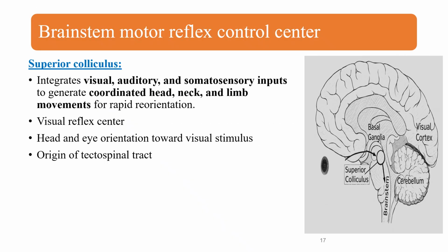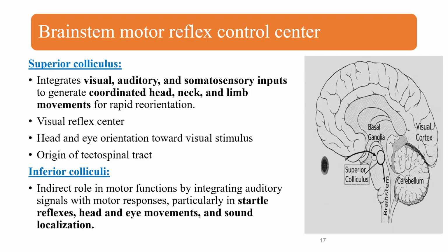Now coming to the brainstem motor reflex control center, that is the superior colliculus. Superior colliculus is very important because it integrates visual, auditory and somatosensory inputs to generate coordinated head, neck and limb movement for rapid reorientation. It's important for the visual reflex center, head and eye orientation toward the visual stimuli. It gives rise to the origin of the tectospinal tract. Then comes the inferior colliculi. It again has an indirect role in motor function by integrating auditory signals with the motor responses, especially in the startle reflex, head and eye movement and sound localization.